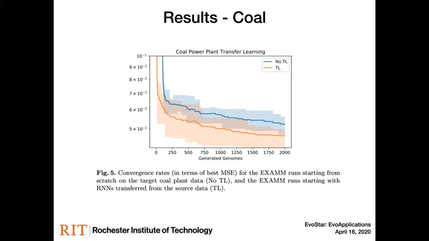The top of that shaded region is the worst performing run out of all 10 runs we did, and the bottom of a given shaded region is the best. So we can see that the best performing one in the transfer learning group is significantly better than the non-transfer learning group. But yeah, the benefits here are fairly clear.